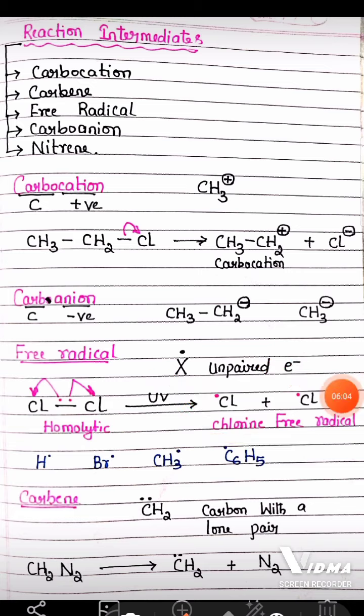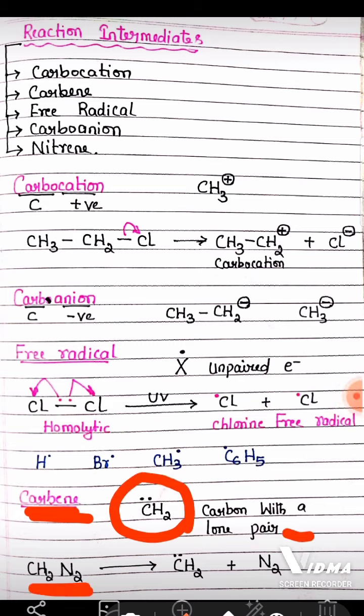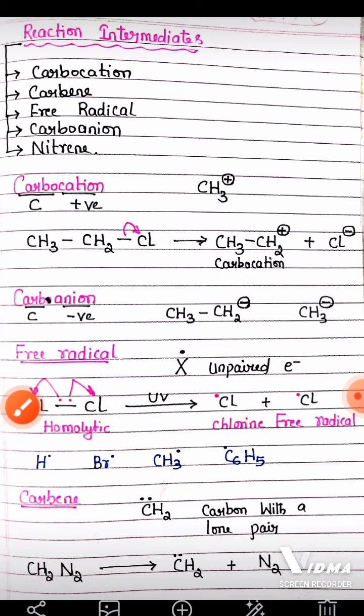Now carbene, very important. Carbene means here you can find on the carbon atom one lone pair of electrons. So here in CH2N2, due to the release of nitrogen gas, you can find one lone pair of electrons on the carbon atom, that is considered as carbene.